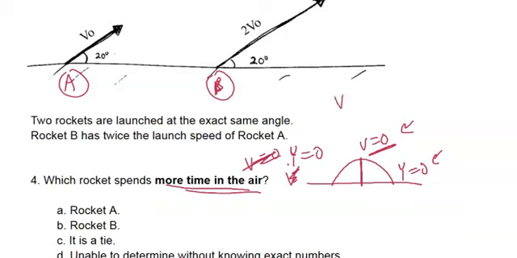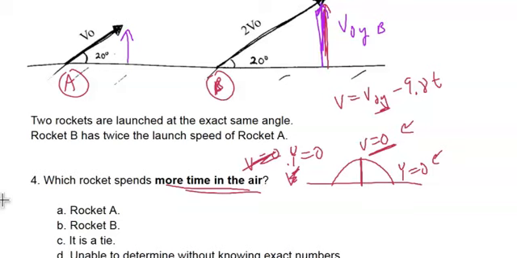Okay, so how do you find when v equals 0? You take just the initial y velocity, and you keep subtracting 9.8 from it until you get 0. Okay, so the projectile B had a bigger v naught y. V naught y for B is bigger than v naught y for A. So rocket B absolutely spends more time in the air because it has a bigger initial y velocity. And 9.8 is the same for both.